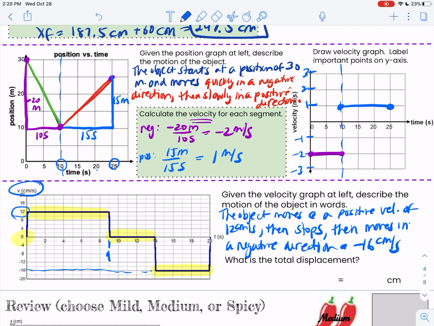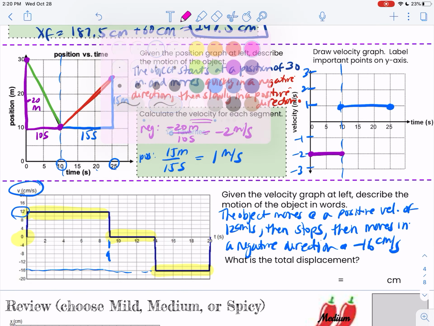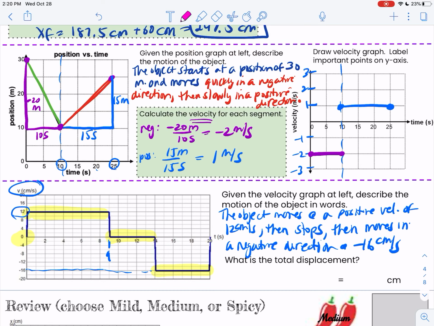Okay, if I want to find the total displacement on a velocity graph, I'm just finding that area. Okay, so this is 12 centimeters per second, and this is 9 seconds. All right, so 12 times 9 is 108 centimeters in this box. Okay, this one doesn't have any because there's no box because it's on the line.